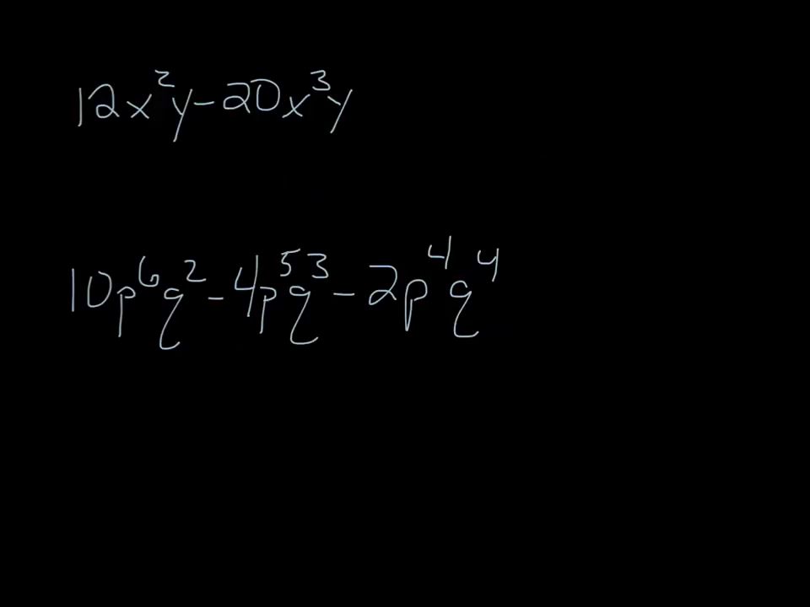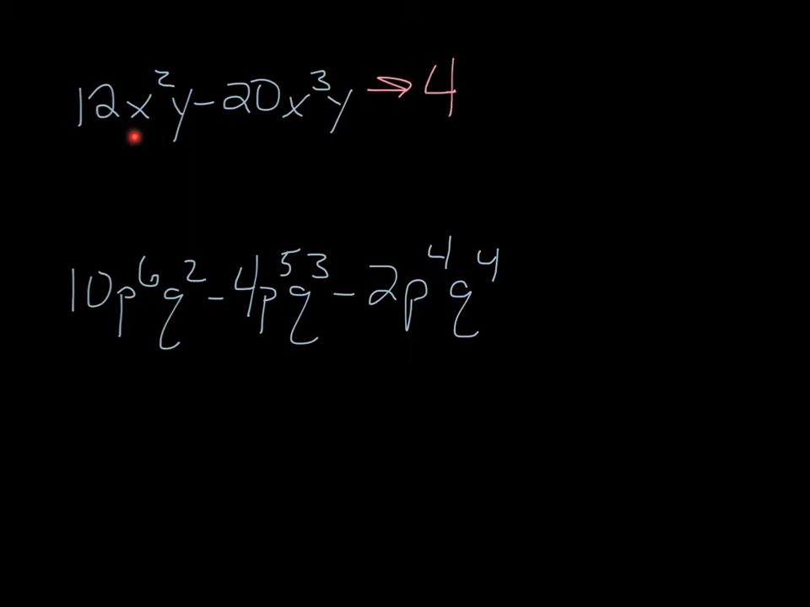Okay, so I'm just going to run through some more examples of factoring out a greatest common factor. So in this first one we have 12x squared y minus 20x cubed y. And again, we're just going to go through and look at just the coefficients first. What's the biggest number that you can factor out of a 12 and a 20? All right, and then that should be a 4.